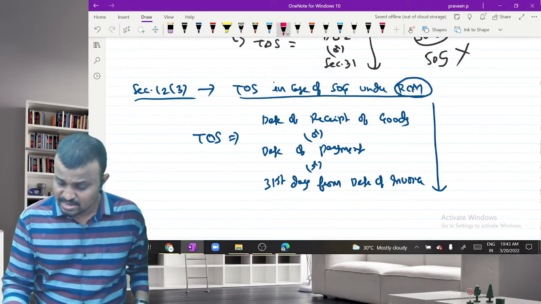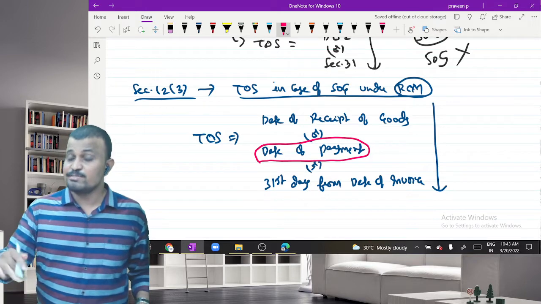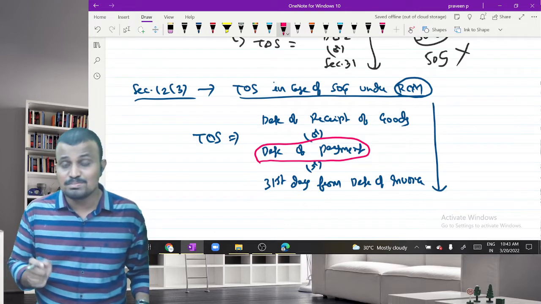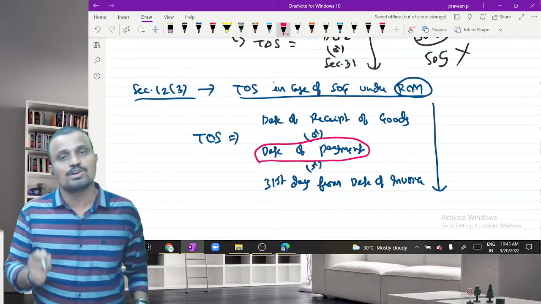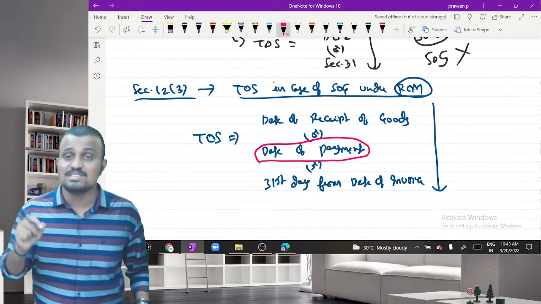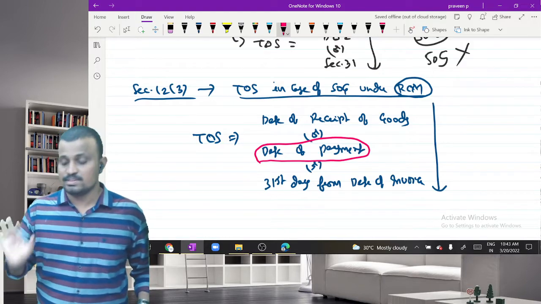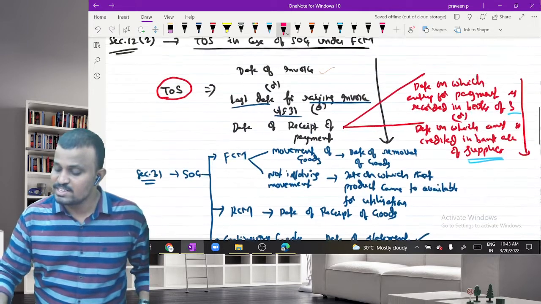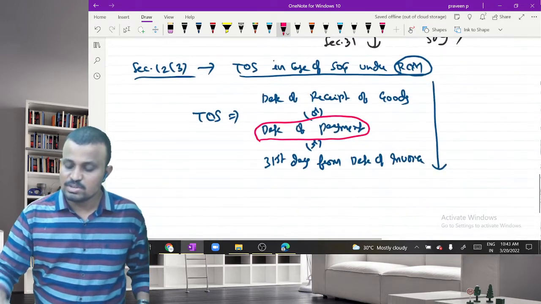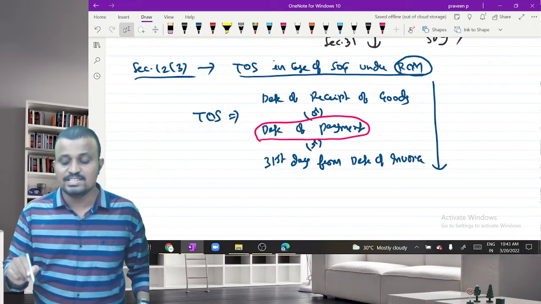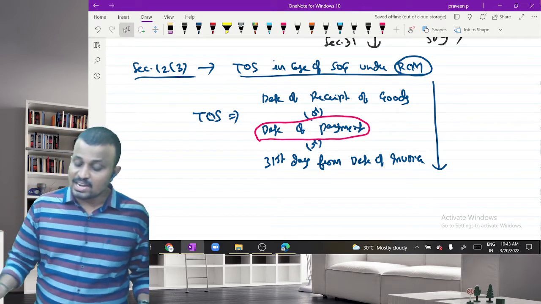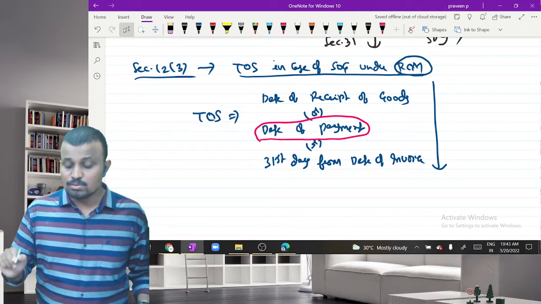Here, what is meant by date of payment? We already discussed it, but here from the point of view of the receiver. The date of payment is nothing but the date on which the entry for payment is recorded in the books of the receiver or the date on which the amount is debited in the bank account of the receiver, whichever is earlier. In case of forward charge mechanism, we calculate the date of payment from the point of view of the supplier, not the receiver. In case of reverse charge mechanism, we calculate the date of payment from the point of view of the receiver, not the supplier. And the 31st day from the date of invoice, whichever is earlier.